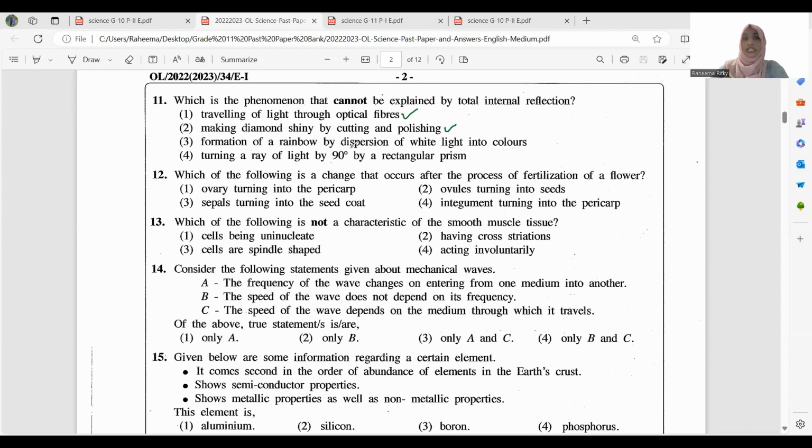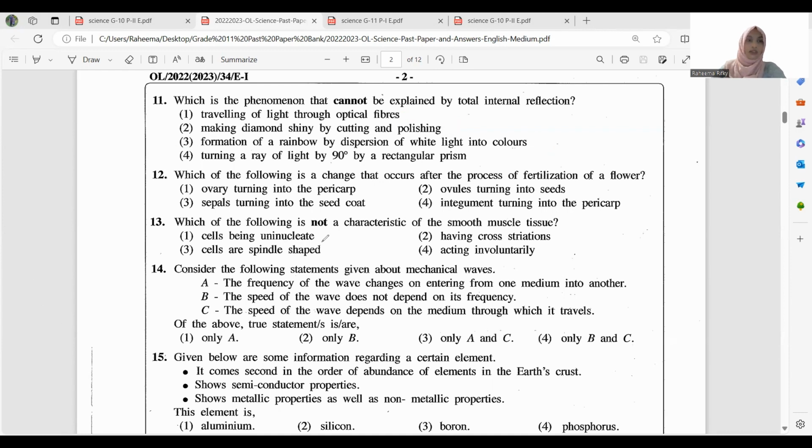And formation of a rainbow by dispersion of white light into colors. That means the white light is breaking into colors. We know we have 7 rainbow colors, which in short form we call VIBGYOR. All the 7 colors are in there, and white light consists of all these 7. So this is actually a breaking into 7 colors. It's not about reflection. This incident we discuss under refraction, so it is not an incident that we talk about under total internal reflection. The fourth one, we have seen this: turning a ray of light by 90 degrees by a rectangular prism. If you send a light ray through the prism, it is totally turned by 90 degrees. So actually the answer is the third one here.